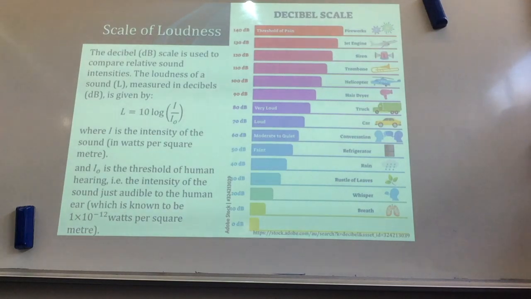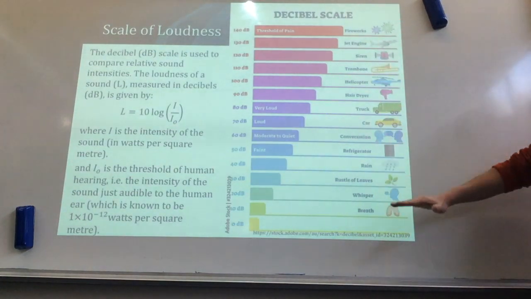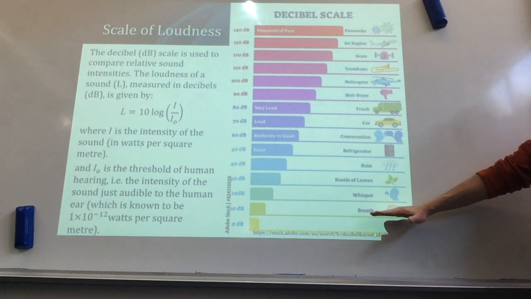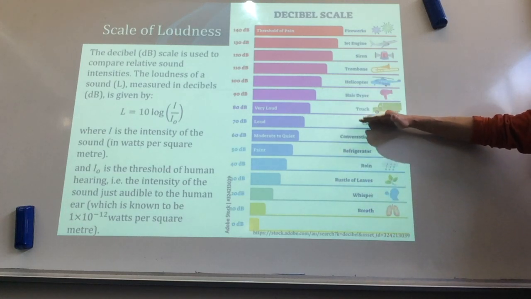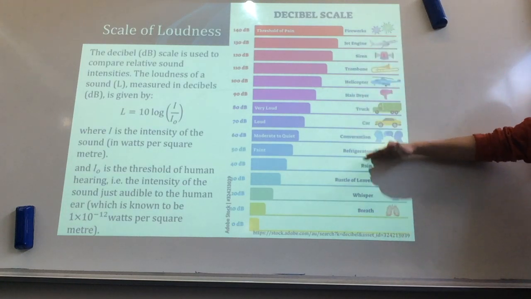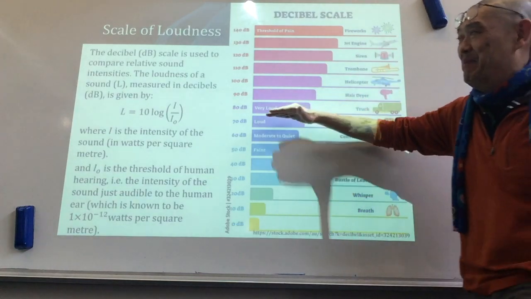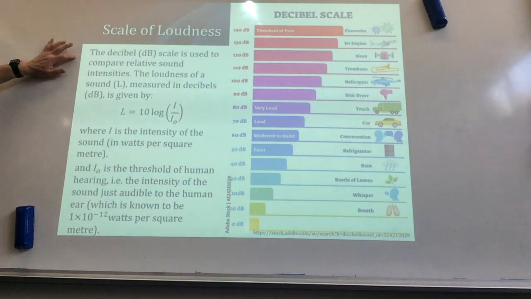Scale of loudness. You can think about how loud something is, from no noise at all, total silence, to breathing, to a whisper, the rustle of a leaf, rain, a refrigerator, and so on and so forth. I'm pretty sure when I teach, my decibel will be quite high. So here, the decibel scale is used to compare relative sound intensity.